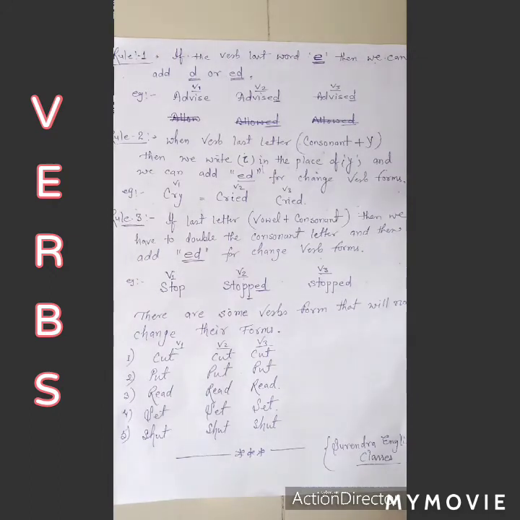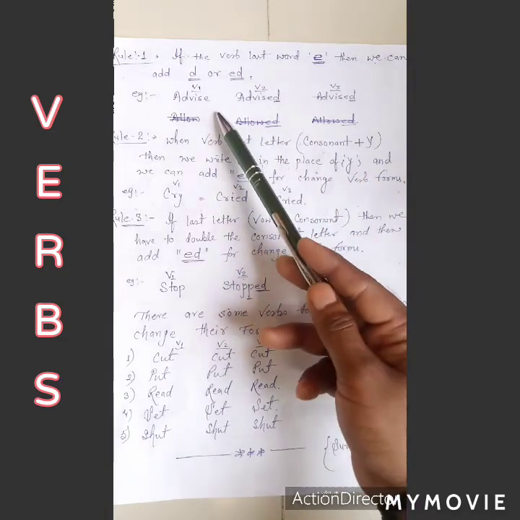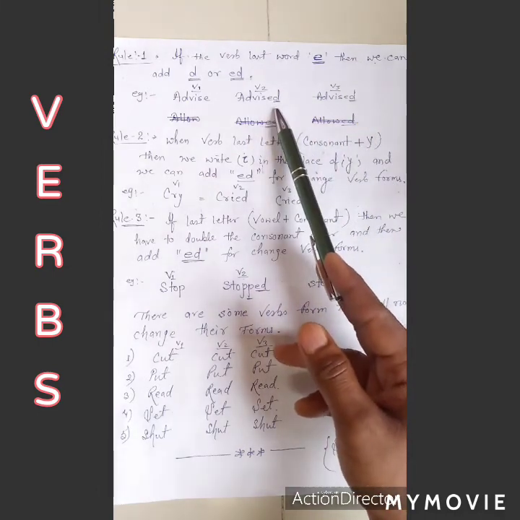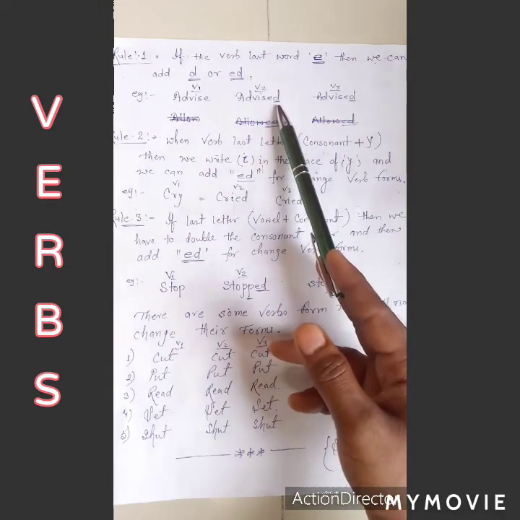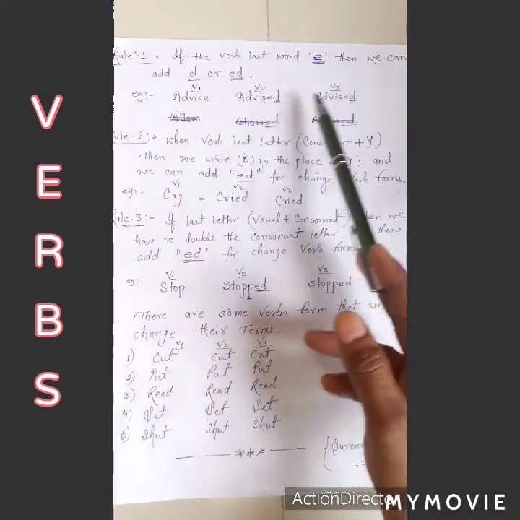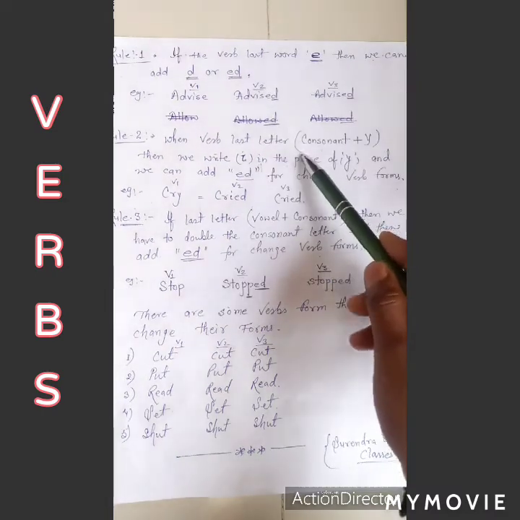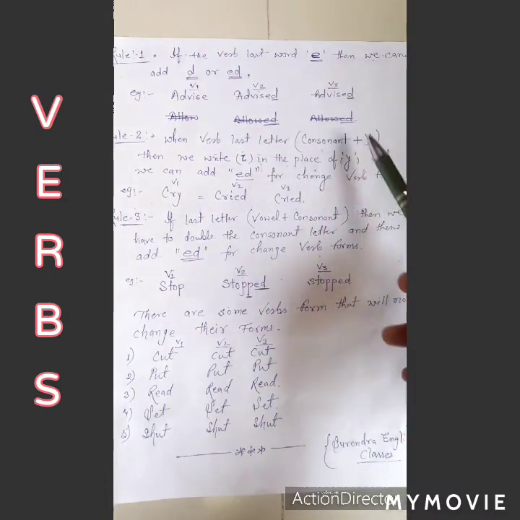Now there are some rules for how to change the forms of verbs. The first rule is, if the verb's last letter is e, then we can add just d to change the forms. For example, with the word advise, when we change its forms we use just the letter d: advise, advised, advised.